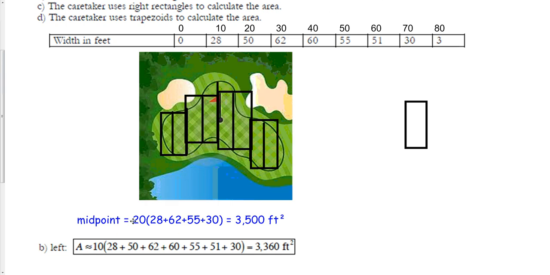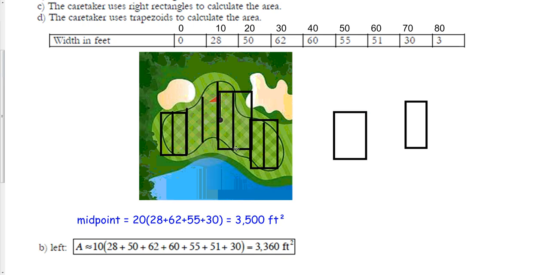And here you see the calculation. The width of each of the rectangles is 20. The first rectangle from the midpoint is 28. The second height is 62. The third height is 55. And this last height is 30. So I do height times base, height times base, height times base, height times base, and I get 3,500 square feet. Now my left-hand rectangles, I can use more rectangles.